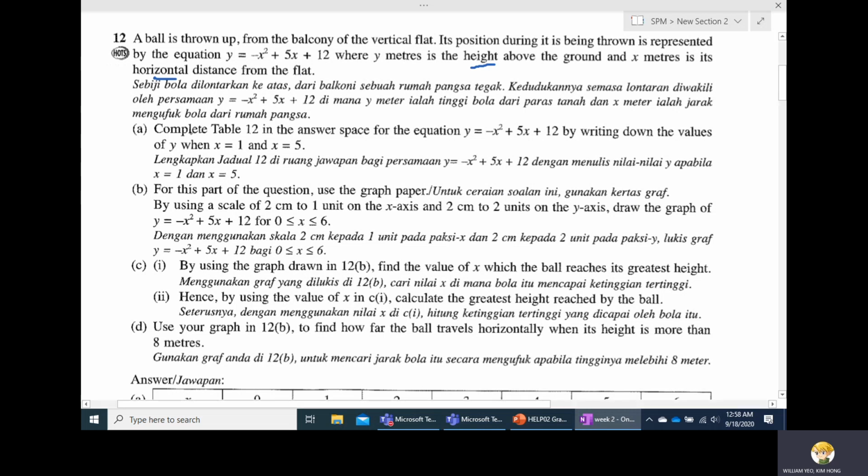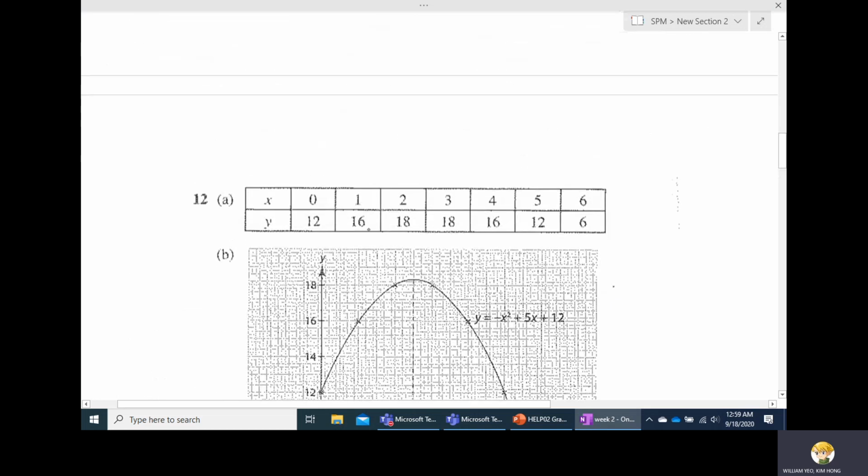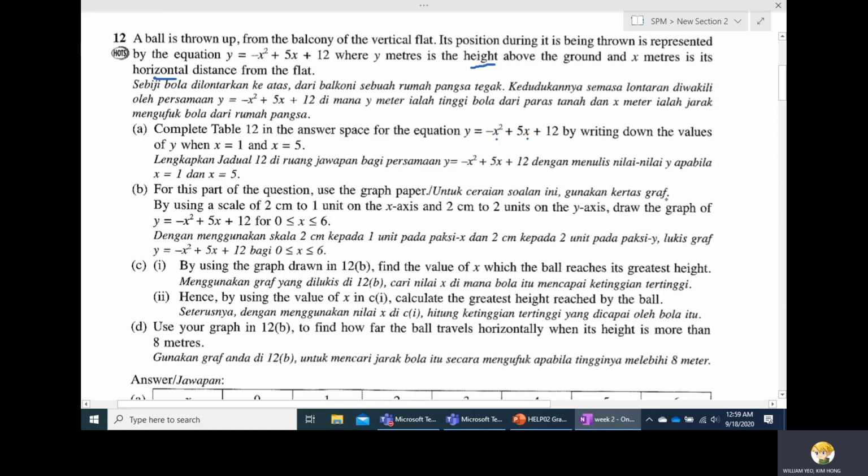Okay, A, complete table 12. Here, very easy, right? It's the same question as just now. Nothing different. Substitute 1. Yeah, 1 here. These 2x, you substitute with 1, find the answer. Then you substitute with 5, you find the answer. The answer is given to you. You get 16 and also 12. This is part A. Nothing different. Make sure, 2 marks, all of you must get. Don't waste. Okay, B.